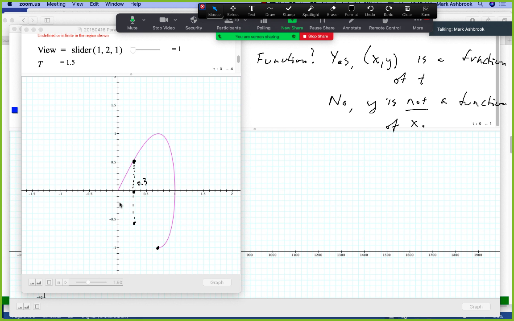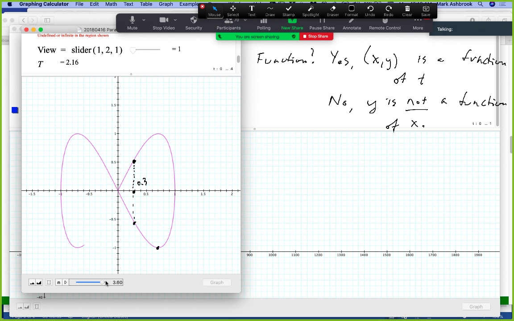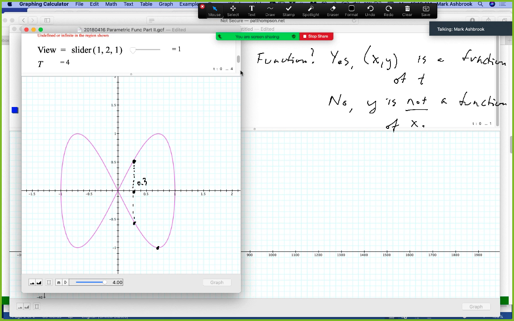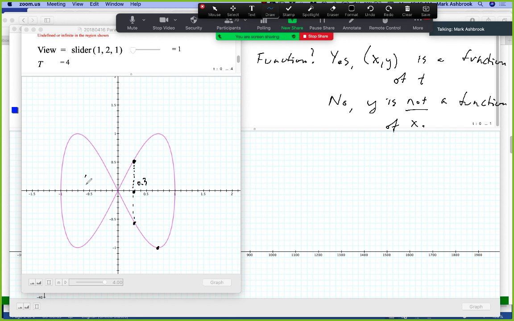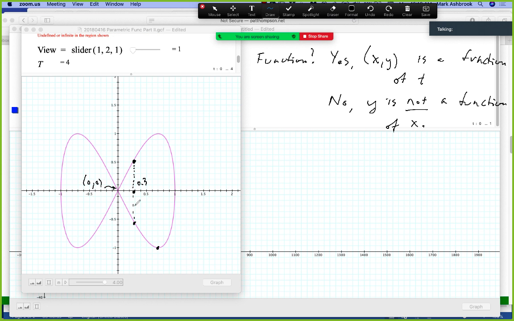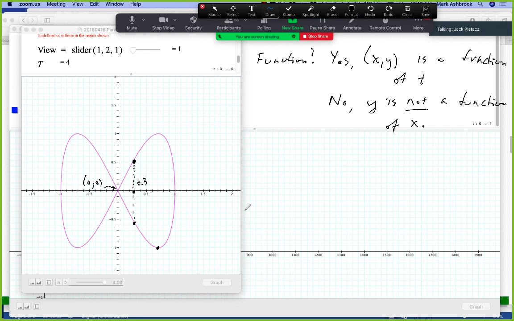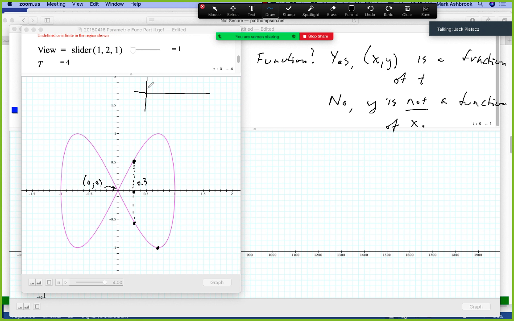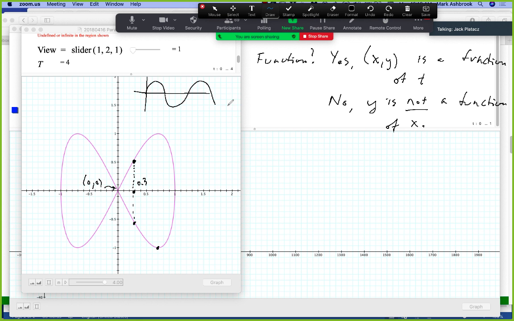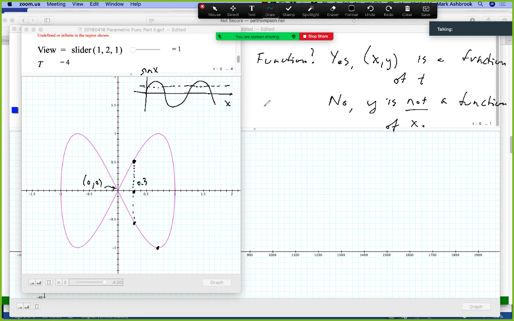So what about the fact that it crosses the origin? Is that a problem? Notice I'm getting 0, 0 many times. Is that a problem in terms of a function or not? No, because you can have multiple instances of the independent variable having the same output value. Right. Is sine a function? Yes. Do I get the same output lots of times? Yes. That does not violate what we're talking about.